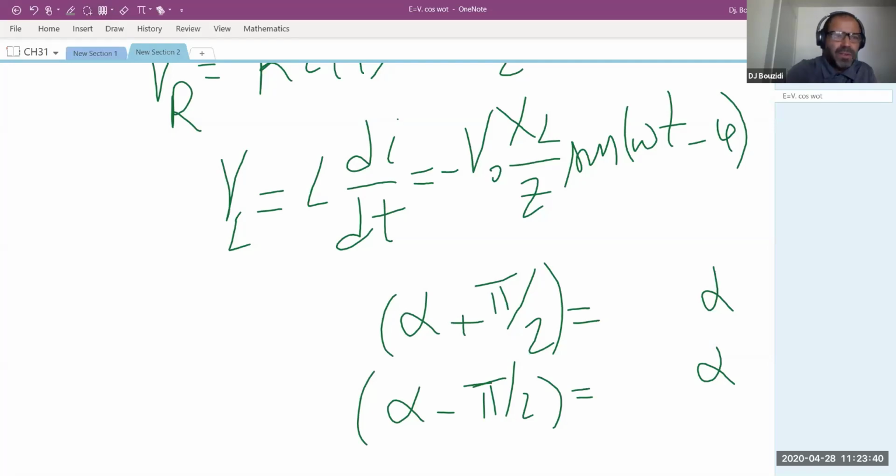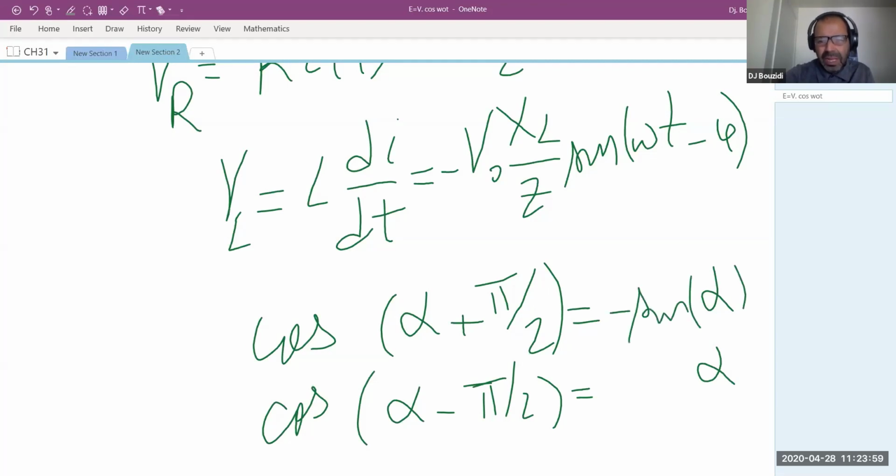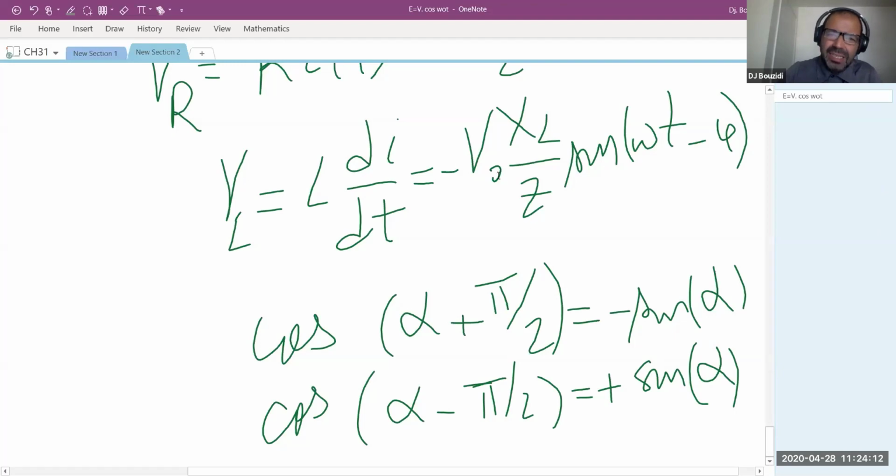So cos of alpha plus pi over 2, that is what we are looking for. And cos of alpha minus pi over 2, cos, that's 0, minus sin, so this is a minus sine of alpha. And this will be a positive sine of alpha because cos, that's 0 because of cos of 90 degrees, plus sine of sine and sine, so that's sine of alpha. So that's correct. So this will be then cosine of the entire thing added to it pi over 2.